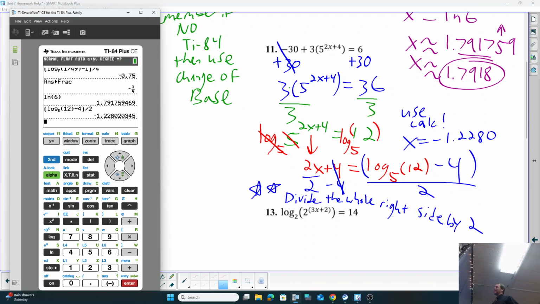Hey, Mr. Newbold, you haven't been plugging these back in. Oh yeah, should we try plugging it back in? Let's see if it works. We're going to take that whole answer and store it in for x. So now whenever we type in x, we get that number. Now we type in the original equation: negative 30 plus 3 times 5 to the 2x plus 4 power, close parenthesis.